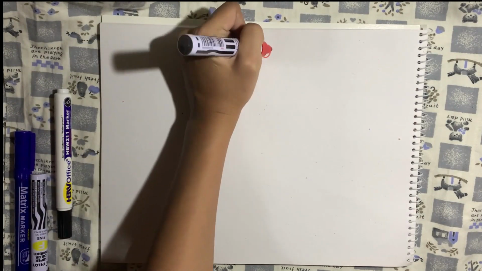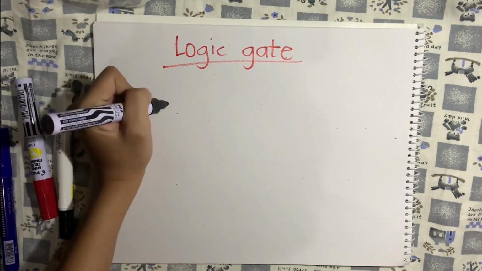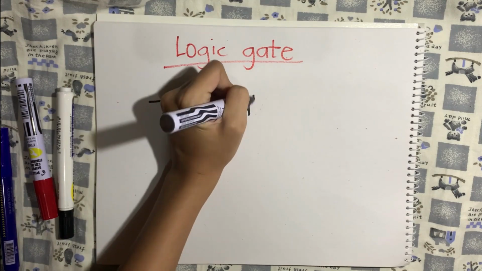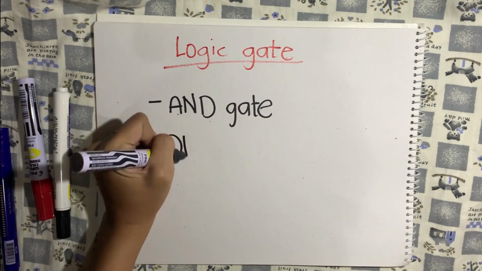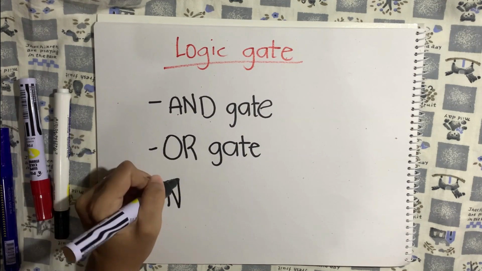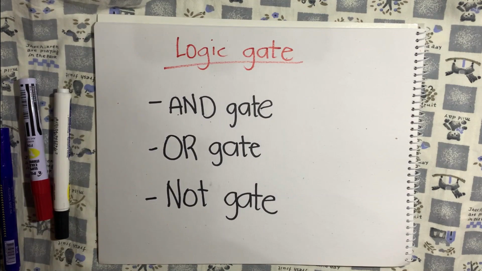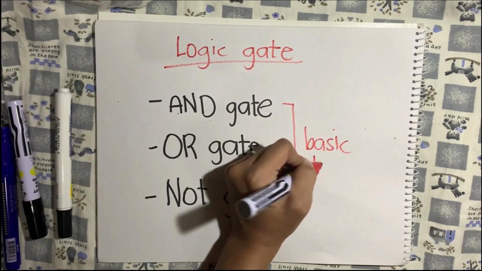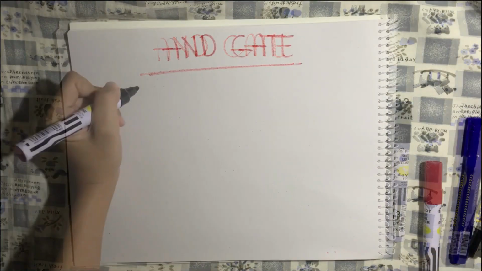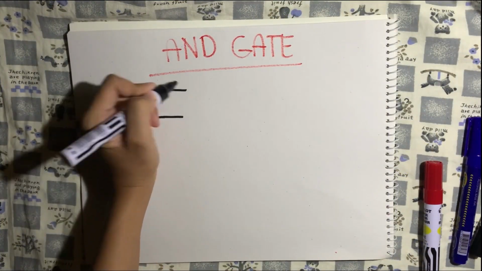So now let's move on to another topic, which is the logic gates. Logic gates are the basic building blocks of any digital system. It is an electronic circuit having one or more inputs and only one output. There are three basic types of logic gates: AND gate, OR gate, and NOT gate, or the inverter gate. First is the AND gate. It has two inputs and one output.